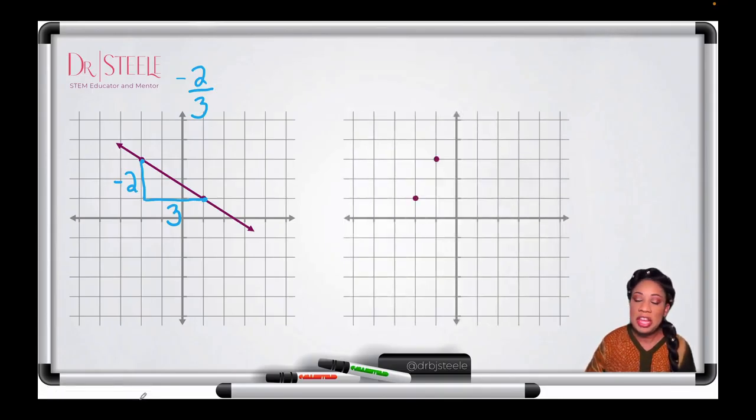All right, let's do another one. I'm going to go up 2 and over 1. So my slope would be 2 over 1, and 2 over 1 is the same as 2 divided by 1, so then it would just be 2.